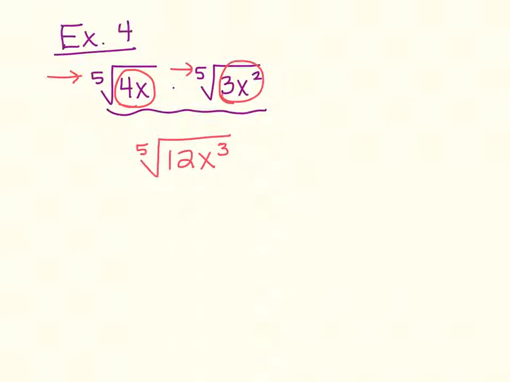Now technically with my answer, I should simplify if I can, which is that process we just went through. But looking at this one, for example, I know there's no groups of 5 factors in 12. There's no power of 5 that goes into 12 besides maybe 1, and 1 doesn't really do you any good. And I also can't make a group of 5 out of this x cubed, so there's nothing I can really pull out here, so that's just my final answer. But if I did come across something where I could pull something out, I should.